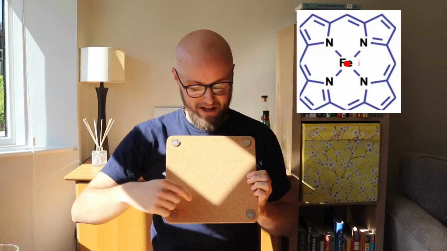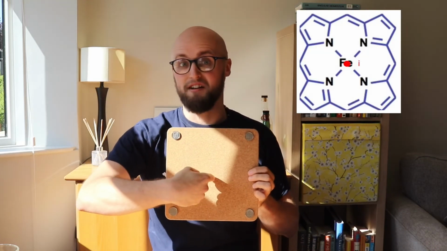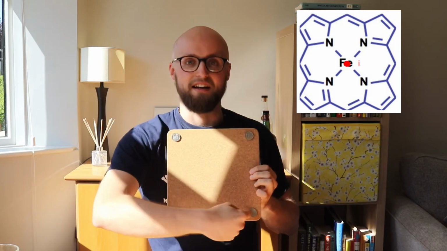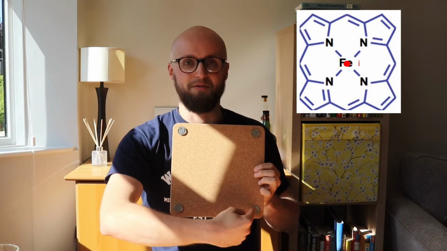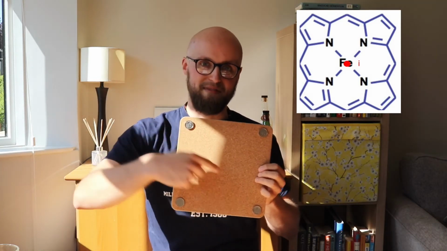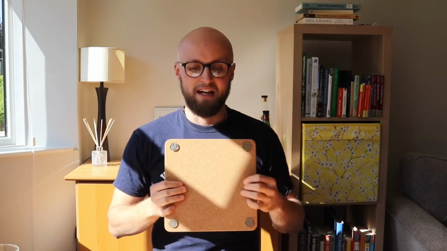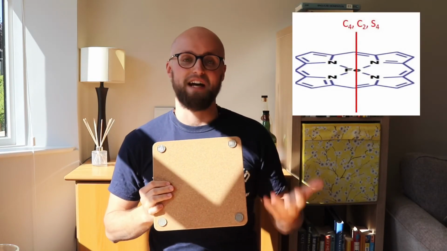We also have a centre of inversion, and that's quite easy to see because if I imagine my centre is here where the iron atom is in Haem Porphyrin, I can obviously invert this coin up to here, and the middle doesn't change. There's a centre of inversion. And finally we have an improper rotation axis.